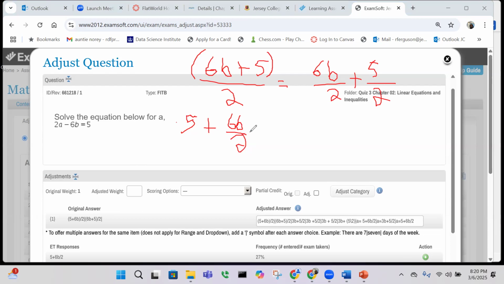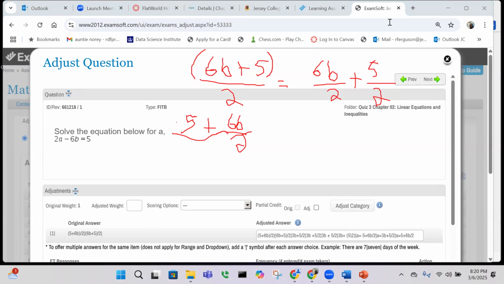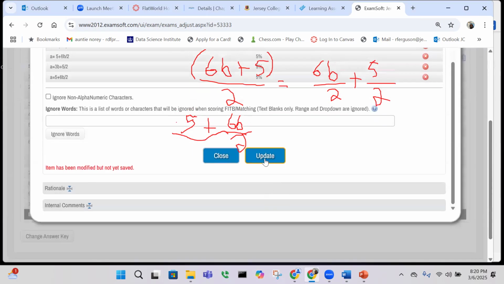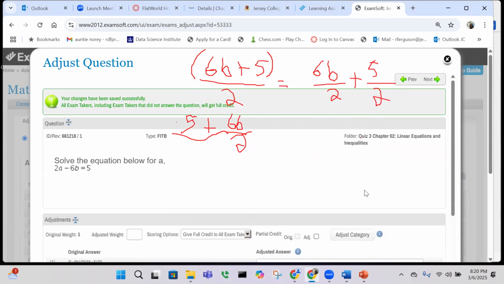So it's going to say 5 plus 6b and then divide by 2. That's what the computer is going to do. But you don't want it to do that. You want it to say 5 plus 6b, then divide by 2. But whatever, I would give that correct. I'm just saying make sure you understand that syntax. It's different. But all this is correct. What I'm gonna do is adjust this to give full credit to all exam takers. I think that's it. And update. Give me 100.